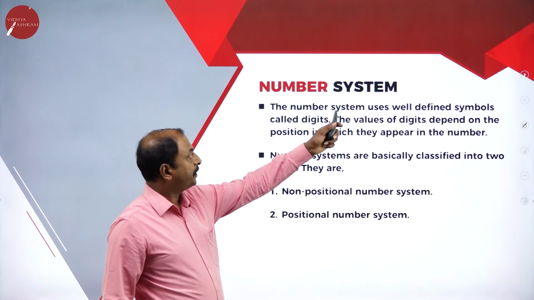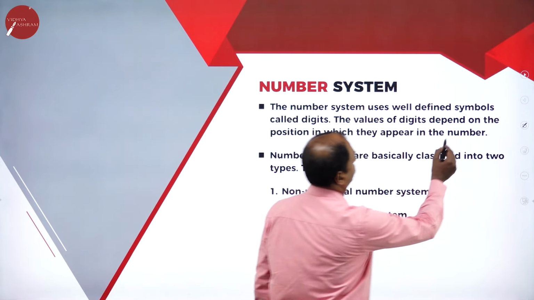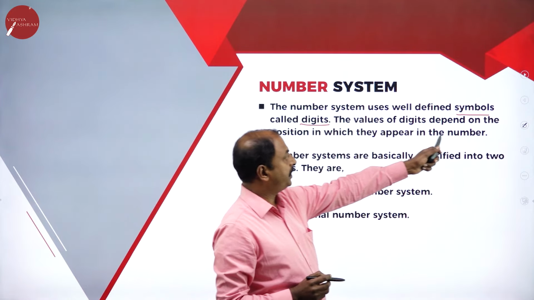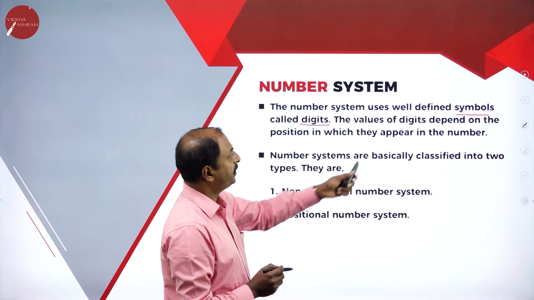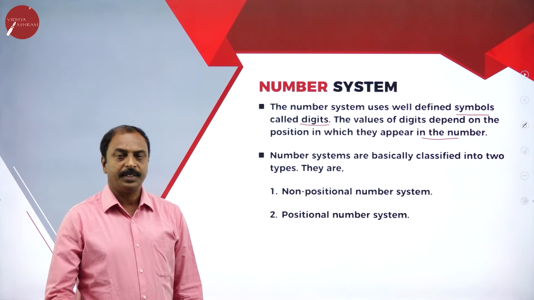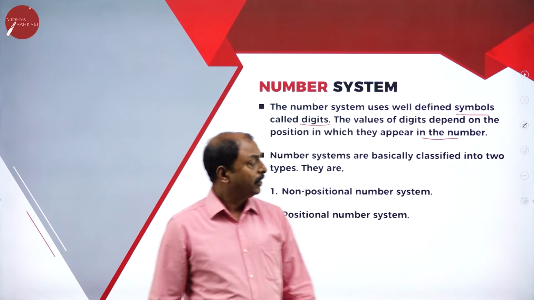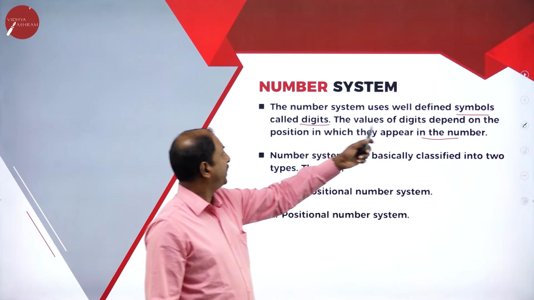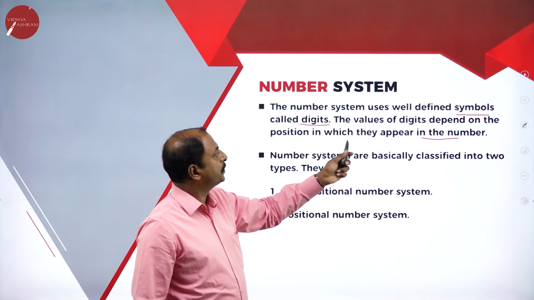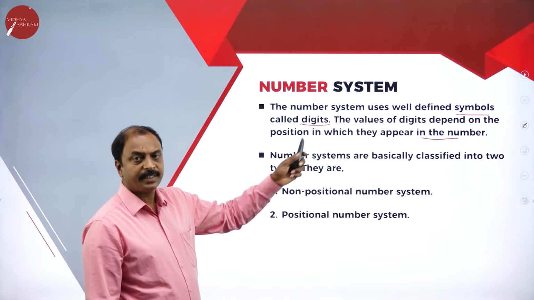Now the next concept is number system. A number system uses well-defined symbols called digits. The values of digits depend on the position in which they appear in the number. Now, if you talk about our day-to-day mathematics or day-to-day life, we are using numbers or digits from 0 to 9. So, 0 to 9 are nothing but a type of symbols called digits. So, the values of digits depend on their positional value or place value, that is the number system.